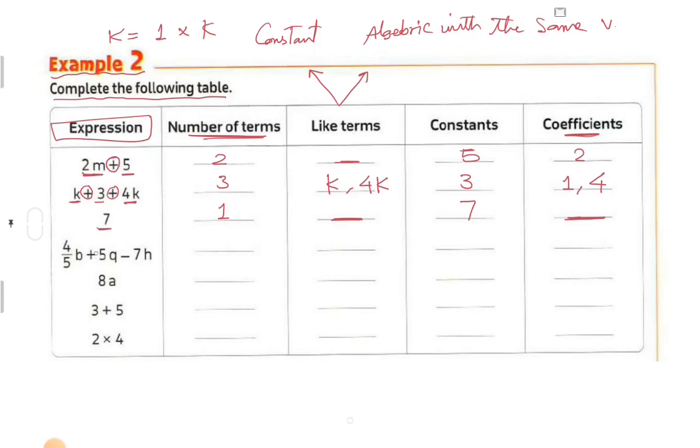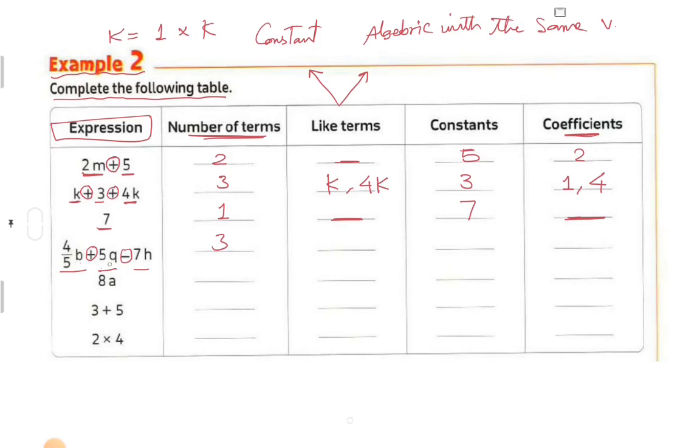Next, 4 over 5b plus 5q minus 7h. Number of terms, we have here plus and minus, so we have 1, 2, 3 terms. Okay. Like terms may be constants. We haven't any constant here. Maybe algebraic terms with the same variable.